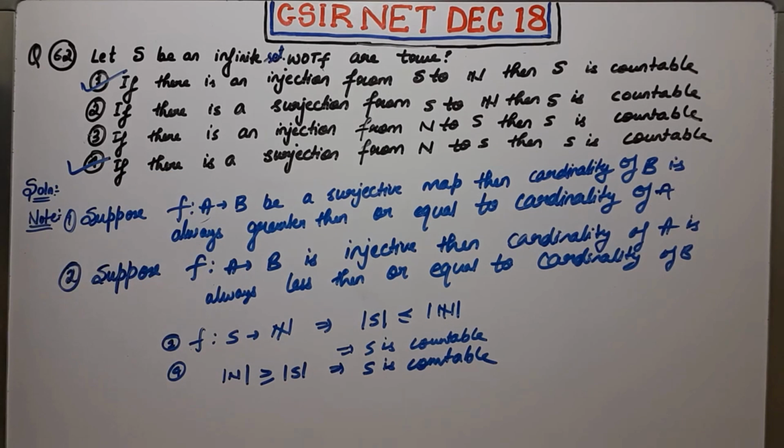Now come back to the second one. The second one says that if there is a surjection from S to N, then S is countable.